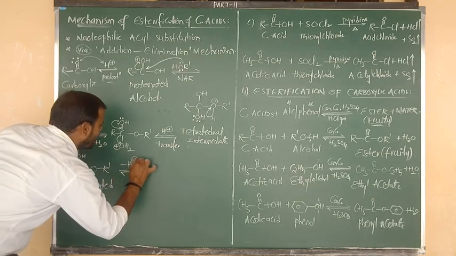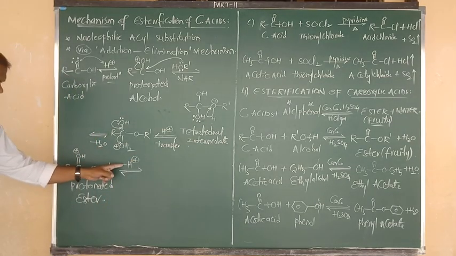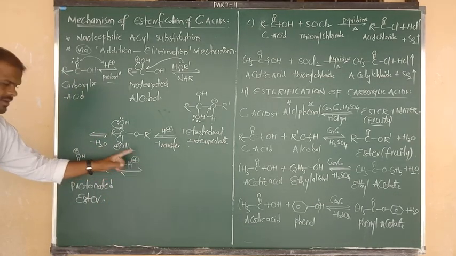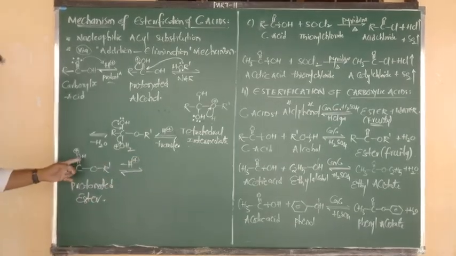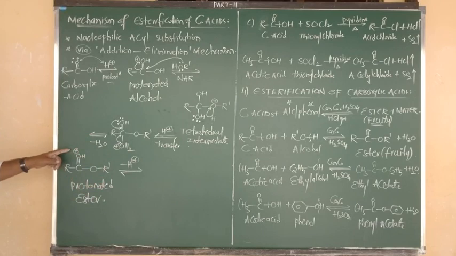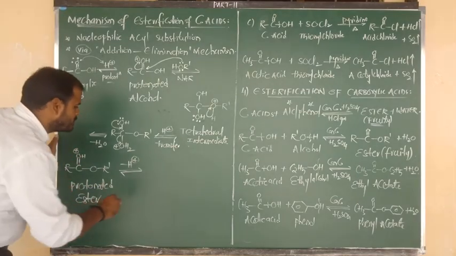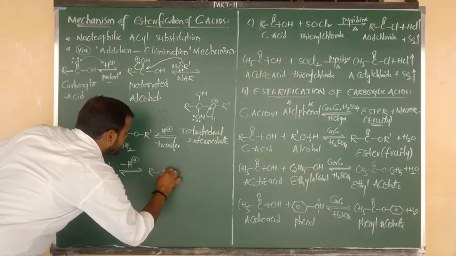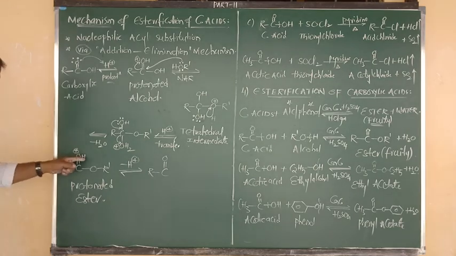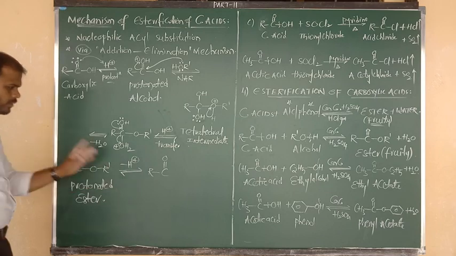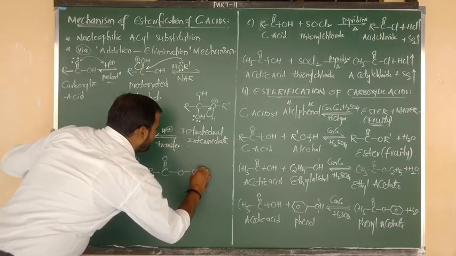We have to remove the H plus, minus H plus, meaning removed. What are we removing? H plus. So after the loss of H plus, the positive charge is neutralized. So the final product is R bonded to C, C double bond O, and it is connected to O, O connected to R prime. The positive charge becomes neutral by the loss of H plus.